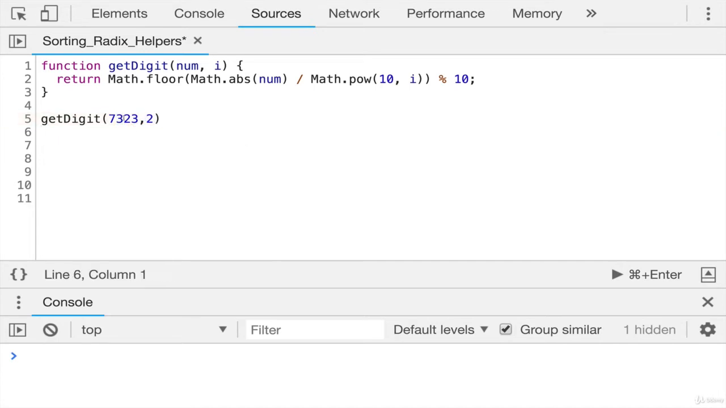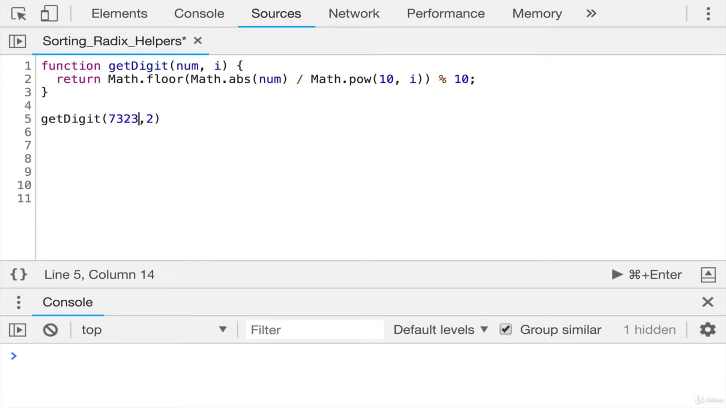The math is that this number here is 300, right? It's a 3, but in the context of this, it's a 300. So we're going to divide by 100. As you can see here, Math.pow 10 to the i. So 10 to the 2nd, which is i, gives us 100.